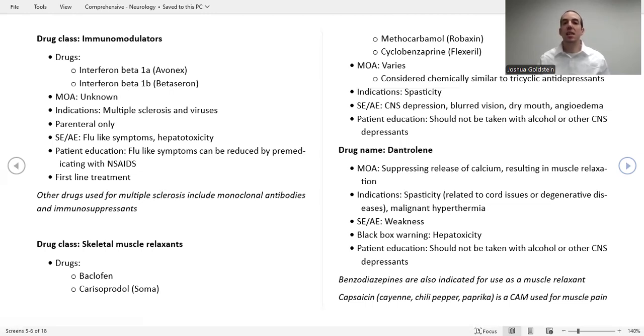Another medication that's technically a muscle relaxant is going to be dantrolene. And this medication works by suppressing the release of calcium. We know that calcium is very much responsible for the contraction of muscles.